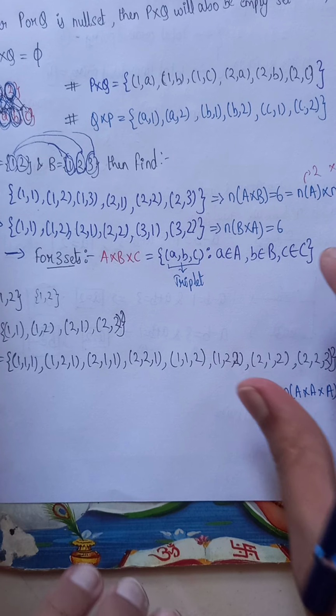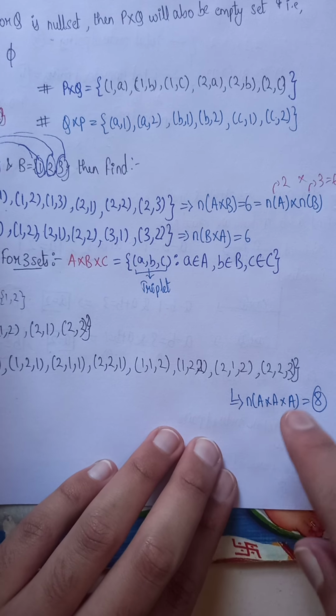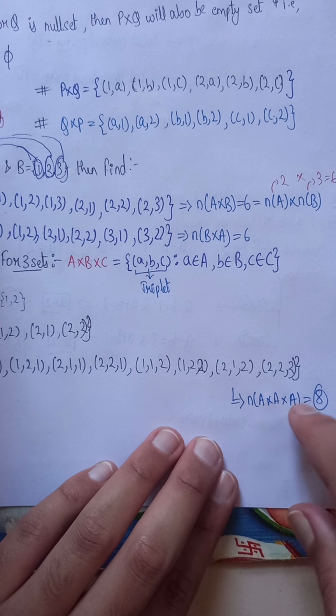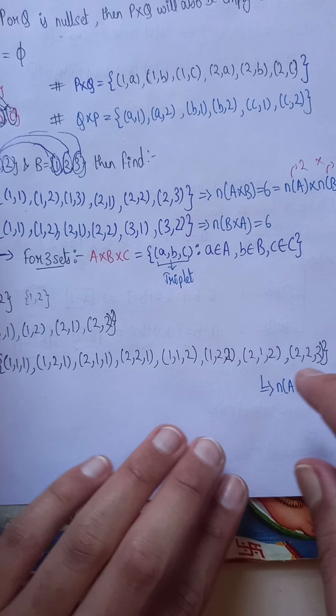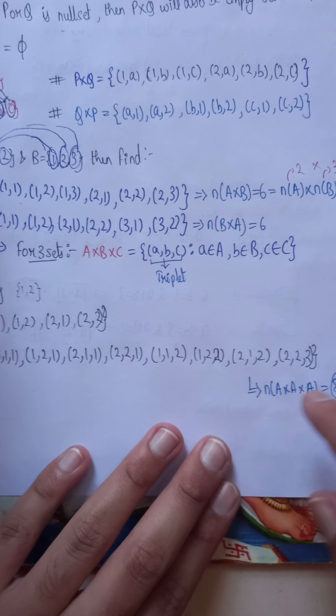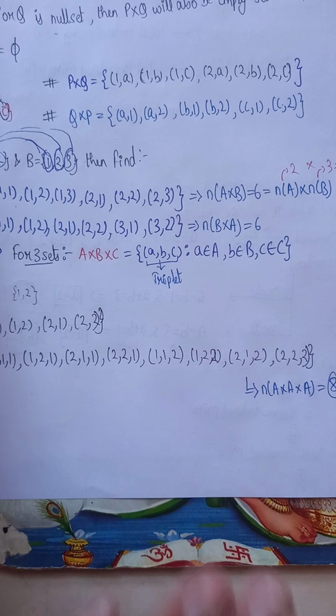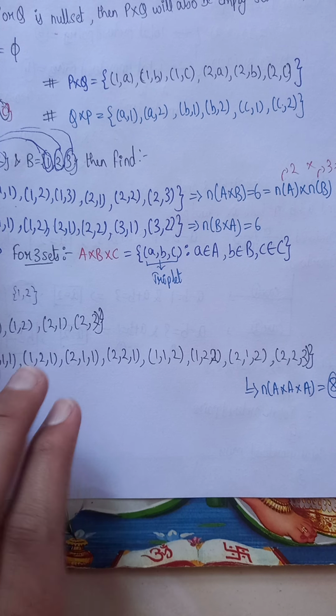How 8? We can also take the number of elements in set A into the number of elements in set A into the number of elements in set A. How many elements are there in set A? 2. So 2 into 2 into 2 is equal to 8. Okay, so yeah, that's it.